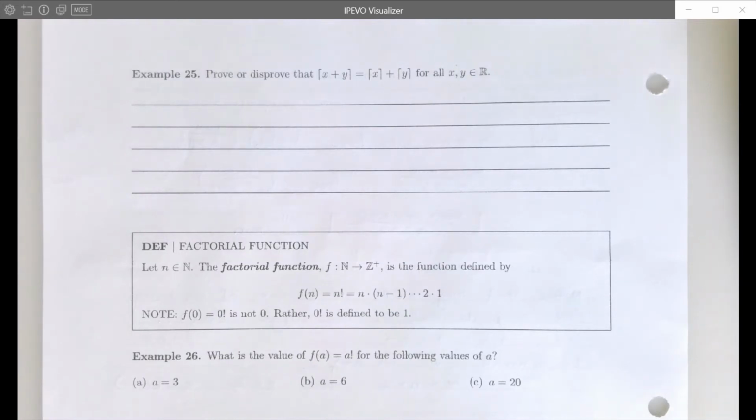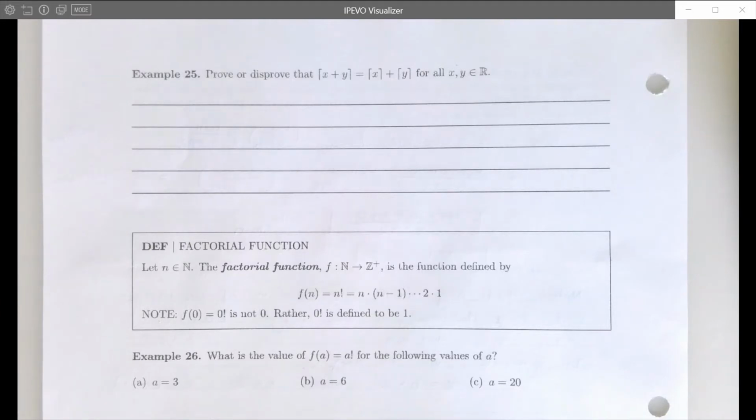I would say whenever you have this type of problem, always try to first look for a counterexample that could disprove that this is always an equality, or that it holds for all real numbers. And then if you cannot think of a counterexample, then proceed to trying to prove rigorously, just like what we did in example 24. And so let's try to think about counterexamples.